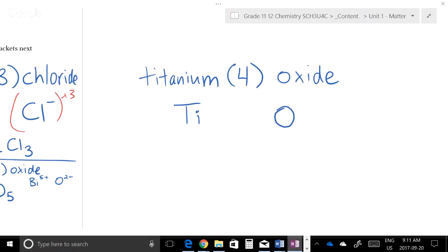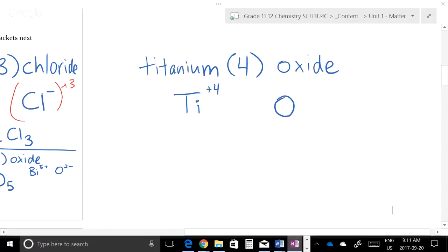Okay, so let's take a look. Titanium takes what charge here? Plus 4. Both are right. This is one of those weird things. It's totally acceptable to write 4 plus up here, and totally acceptable to write plus 4. There's not a hard and fast rule about it. Either is fine. Oxygen takes a charge of minus 2.